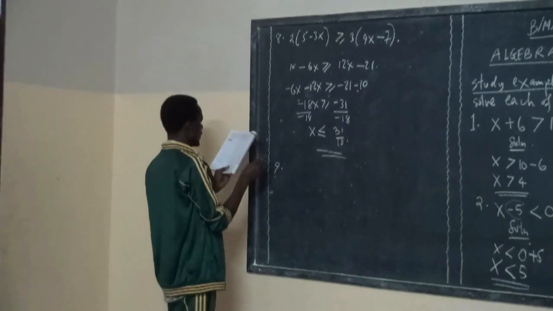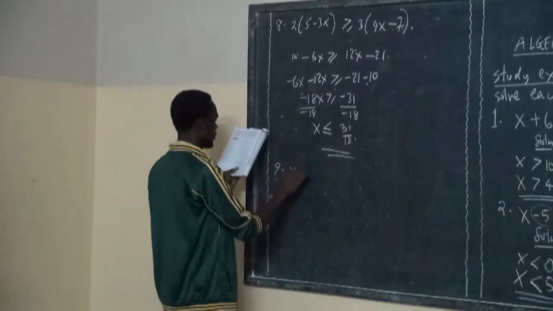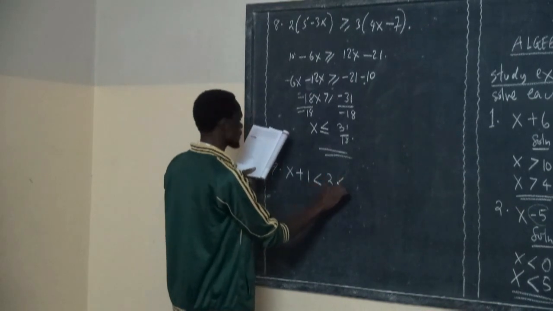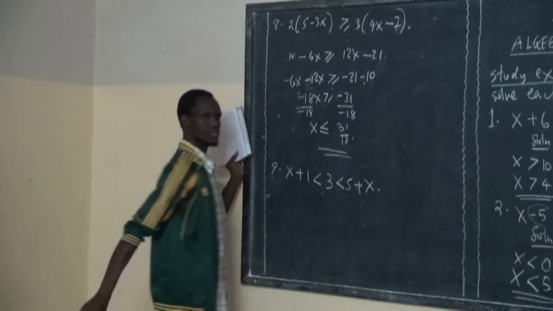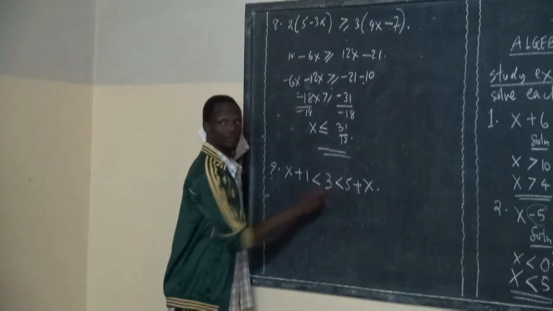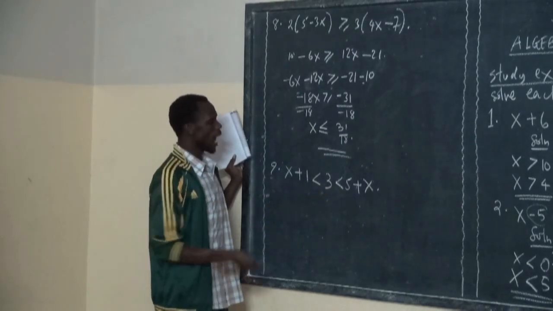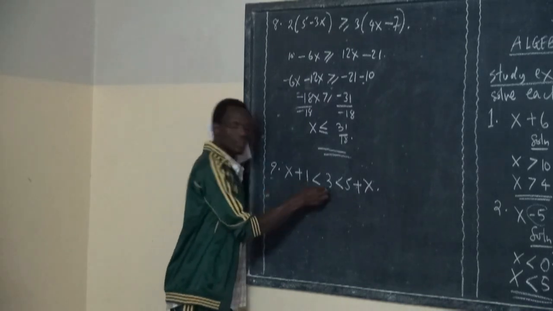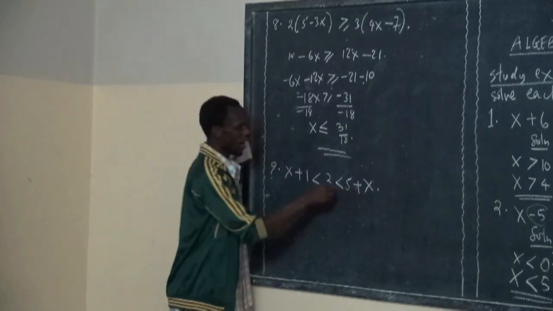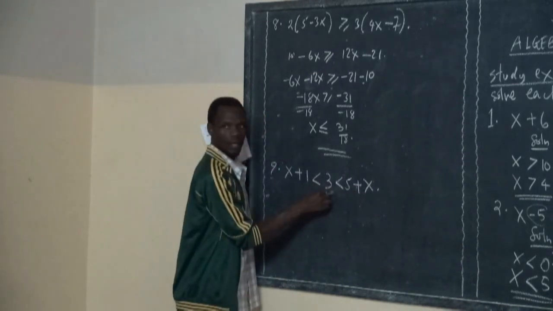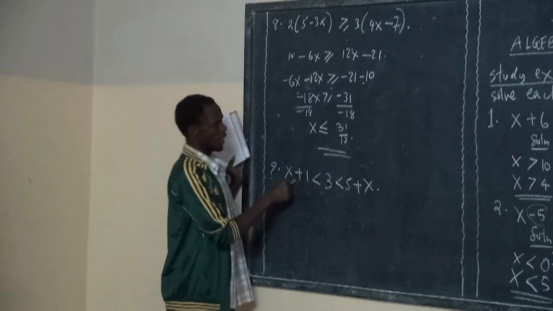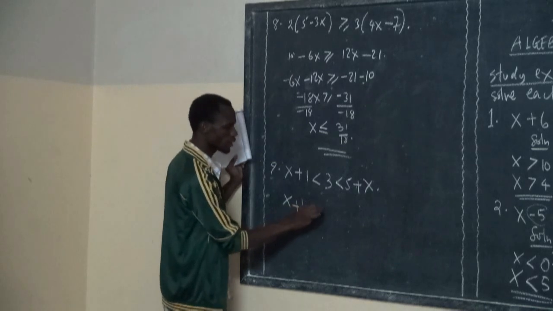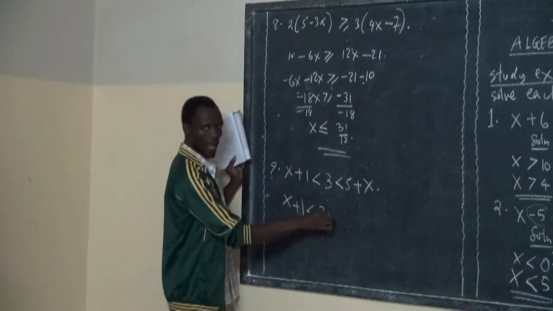Now 9, you have x plus 1 is less than 3, and 3 is less than 5 plus x. Two inequalities are involved in a single statement. Now you compare. The first one, you compare this one and 3. Then this one and 3. This 3 is taken to both sides. Now here, you start with x plus 1 is less than 3.